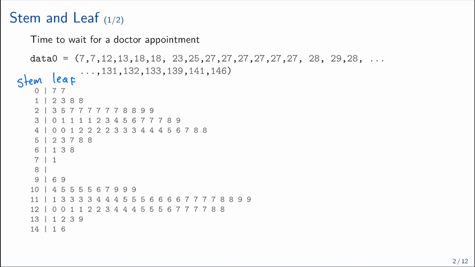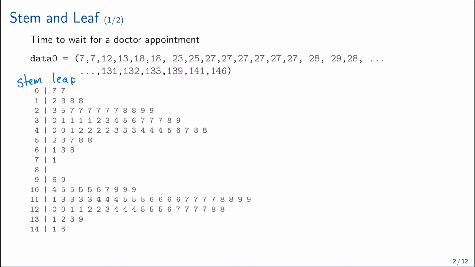Now we look at the 20 to 30 minutes. So we have 23, 25, 27, all of those. So we put the stem 2 and then the leaves 3, 5, and then 6 sevens, 2 eights, and 1 nine. So we keep doing the same thing with all the data.